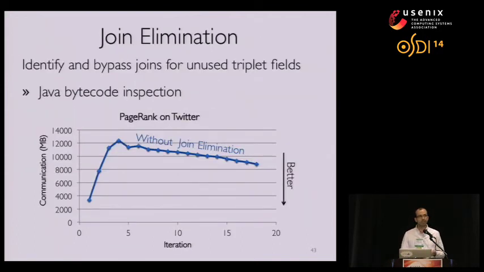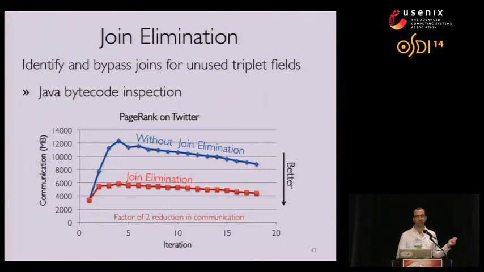Okay, and then finally, we actually introduced a new optimization not in the graph processing literature. In particular, we used join elimination. So we were able to identify when a map operation only used one or two of the attributes in the edge or in the triplet table. And so by doing bytecode inspection, we can identify that and simplify the join. And here again, we see a reduction by a factor of 2 in the overall communication.